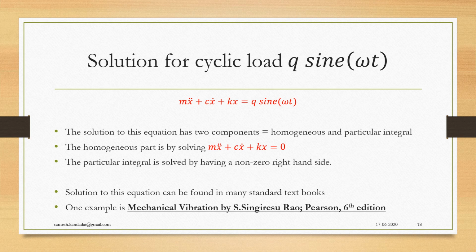So when we take this model and put the external load as Q sine omega t, this differential equation has two parts to its solution. One is the homogeneous part and the other is the particular integral. The homogeneous part is achieved by solving the differential equation by setting the right hand side equal to 0, which in its turn will give you the free oscillations of the system. The particular integral is evolved by taking into consideration the forcing function. These solutions can be found in any standard textbook, and one of the best examples is Mechanical Vibration by S.S. Rao.